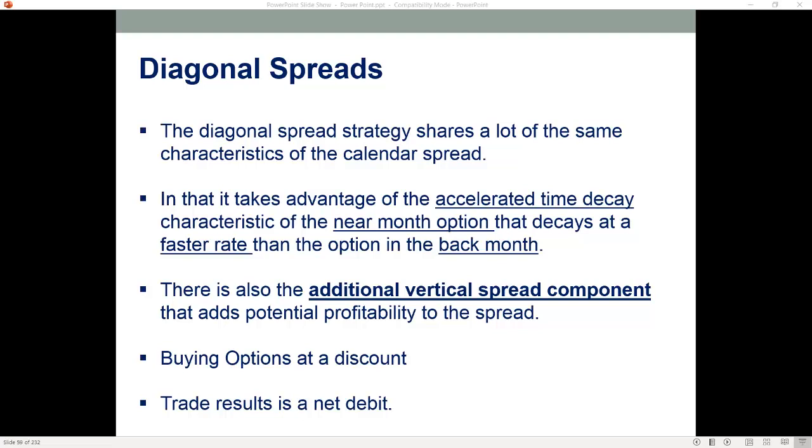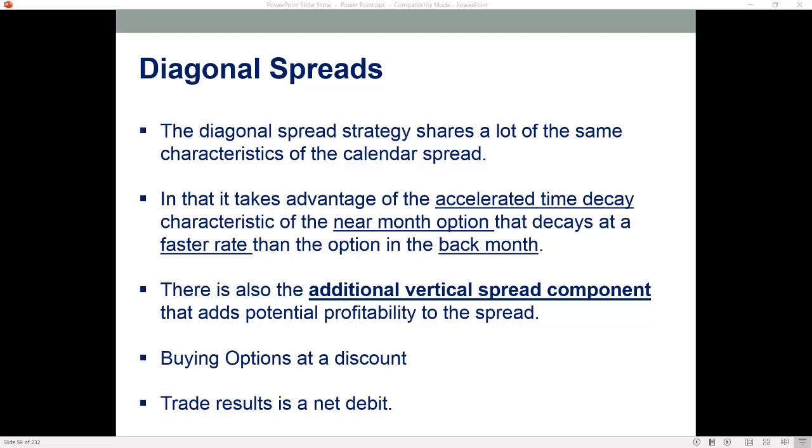Basically, it's a strategy that is very similar to a calendar spread. What it does is it takes advantage of accelerated time decay of the near option month, which decays faster, and then you go long an option in the back month, which decays a lot slower. The other thing it adds, other than a calendar, is an additional vertical spread component that adds potential profitability to the spread.